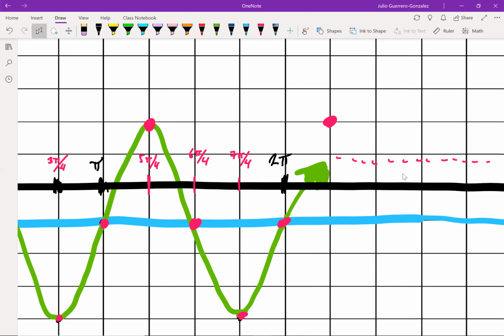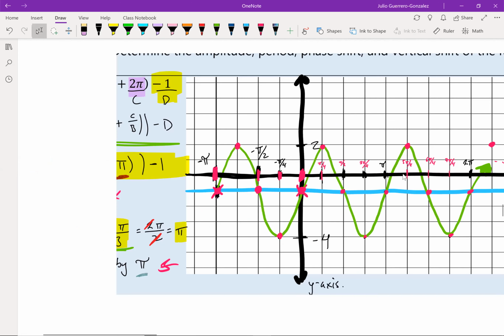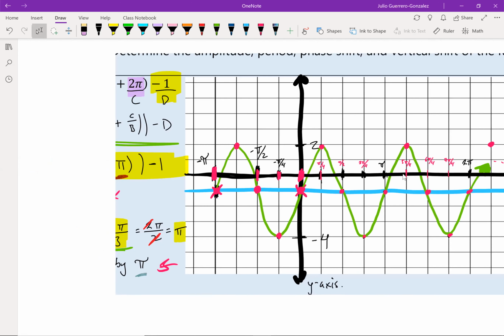So I think what might have been tripping everybody out was that blue line. That's actually the midline, which is not actually the x-axis. It's part of the graph itself. I think that might have been tripping people out.